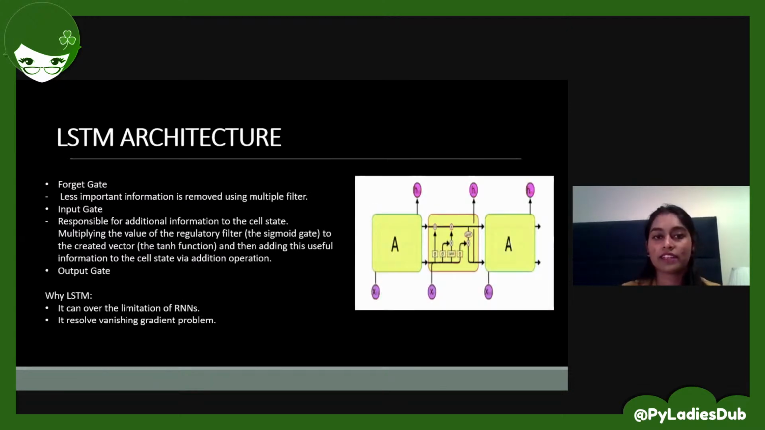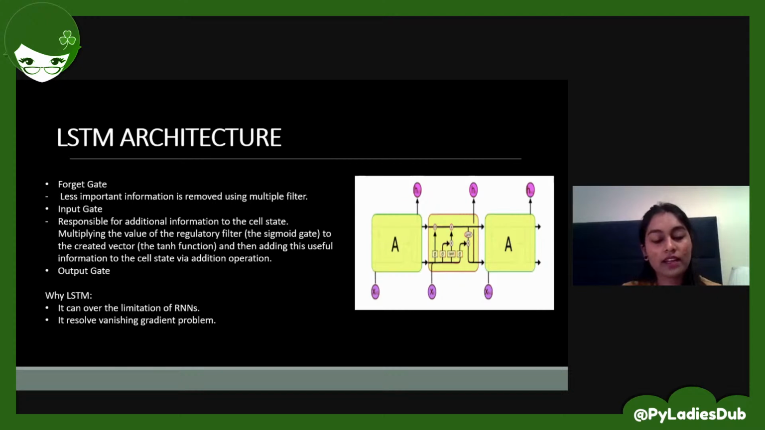LSTM architecture. As this project uses the LSTM architecture, this is a brief about it. It has three gates: the forget gate, input gate, and output gate. When information is given to the LSTM, the forget gate's aim is to filter out the unnecessary information and then pass the necessary information to the next gate. In the input gate, additional information is added to the cell. How it works: it multiplies the sigmoid gate with the tanh function and then adds this useful information to the cell state.